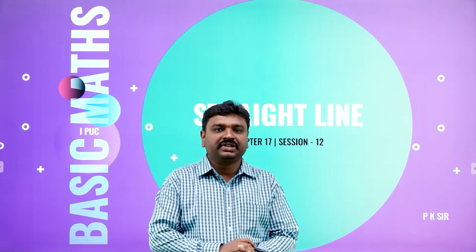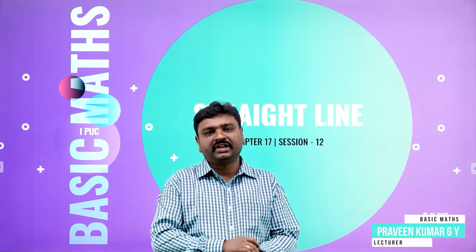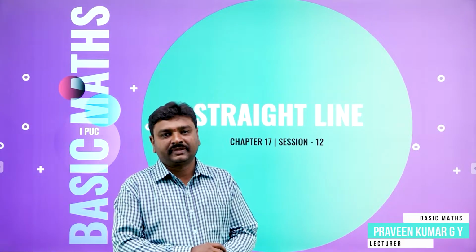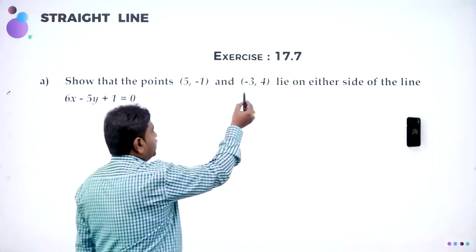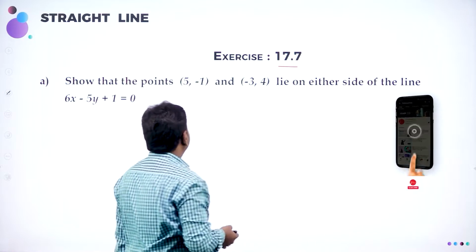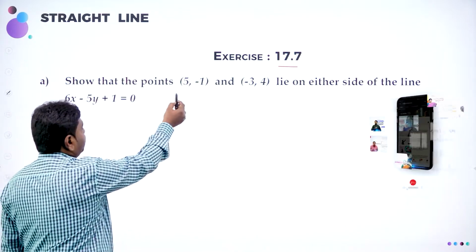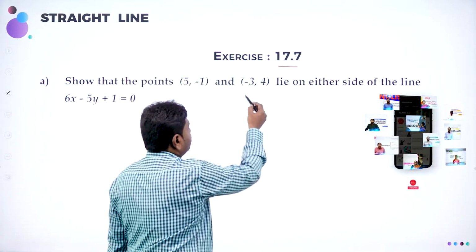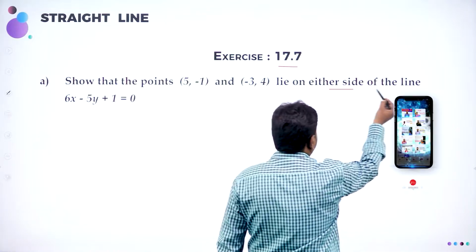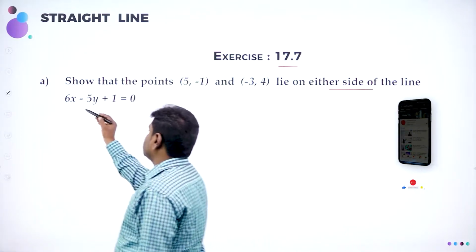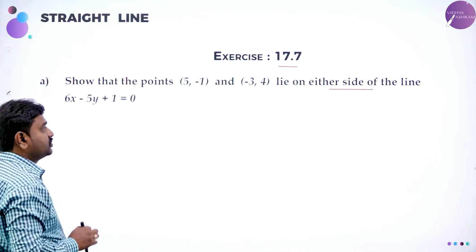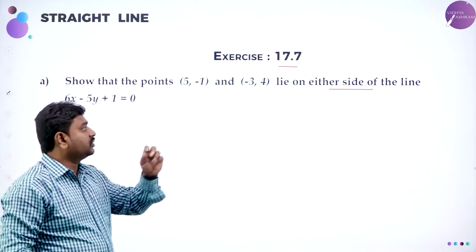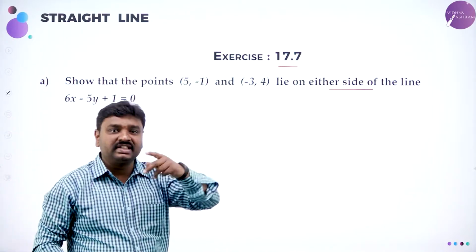Welcome to the session, dear students. Today we'll continue with straight lines. So now exercise 17.7. Show that the points 5, -1 and -3, 4 lie on either sides of the line 6x minus 5y plus 1 equal to 0. They want you to prove these two points lie on either sides.